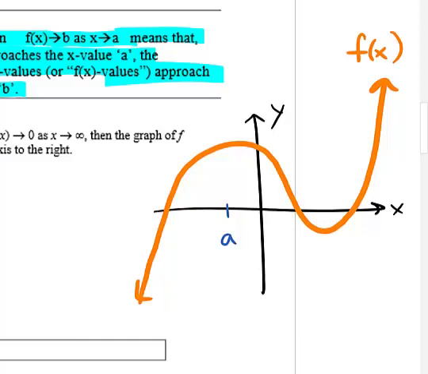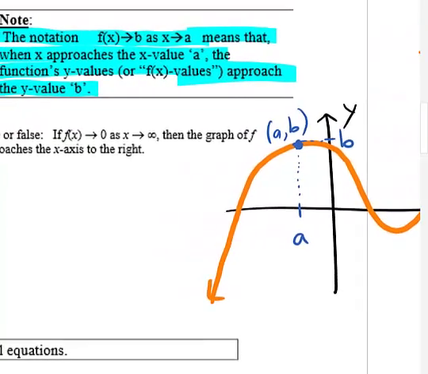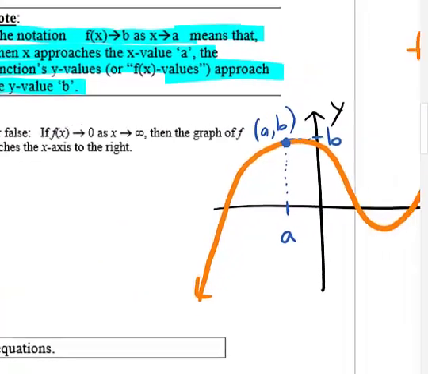Then if f of x goes to b, the way they're phrasing it, they want b to be the y value associated with a. So here's a point a comma b.